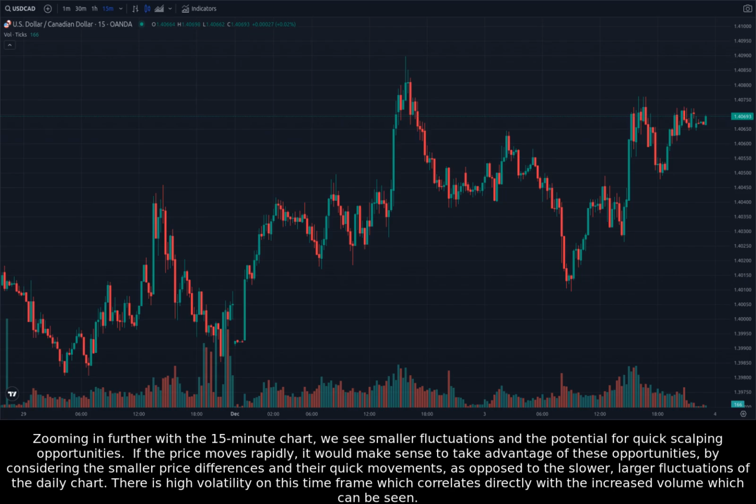Zooming in further with the 15-minute chart, we see smaller fluctuations and the potential for quick scalping opportunities. If the price moves rapidly, it would make sense to take advantage of these opportunities by considering the smaller price differences and their quick movements, as opposed to the slower, larger fluctuations of the daily chart. There is high volatility on this time frame, which correlates directly with the increased volume which can be seen.